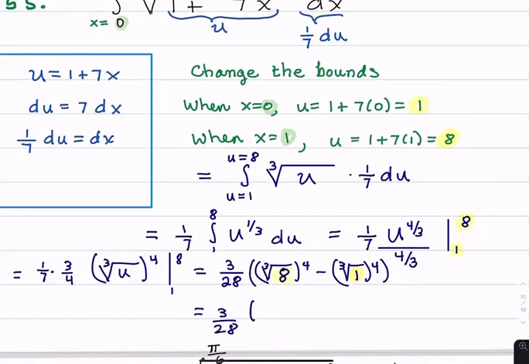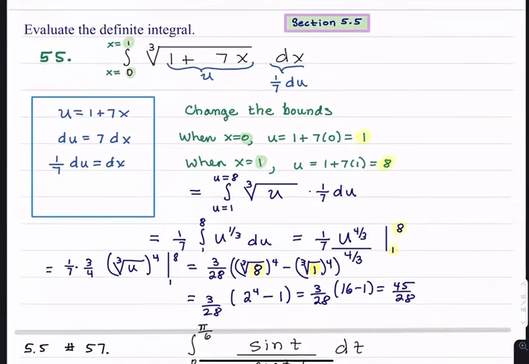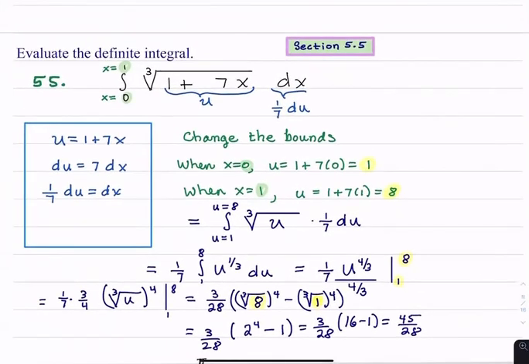All right, the third root of 8 is 2, and I raise that to the 4th power. Then the third root of 1 is 1 raised to the 4th power, and that's 1. So this is 3 over 28 times 16 minus 1. 16 minus 1 is 15. 15 times 3 is 45. And let me zoom out and say, I think that finishes the video.